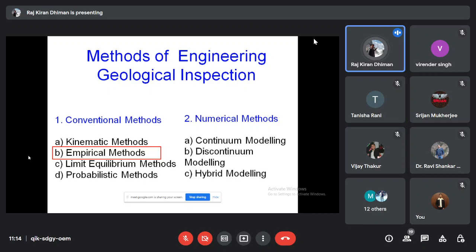Like I mentioned in the beginning, in engineering geology, the classification systems work on the basis of ratings, or you can say numbers. If you have to give a number to a particular factor, these empirical methods are developed on that basis. First, we have to define the factors, and then we have to give ratings to those factors. Then those factors can be used in different types of slopes, and we can check if the slope is stable, partially stable, or unstable.